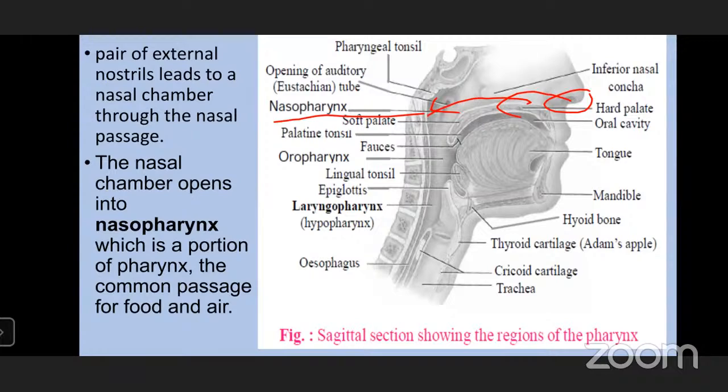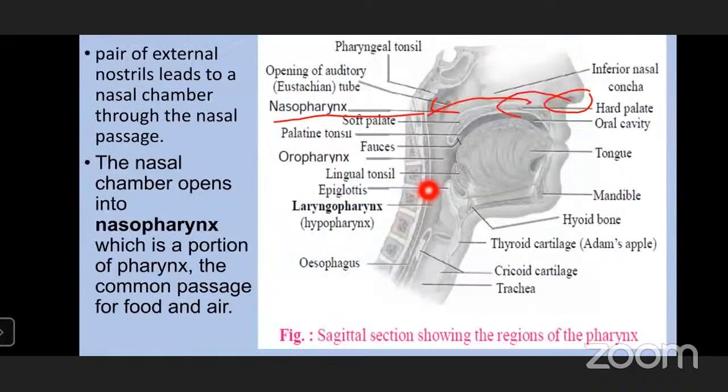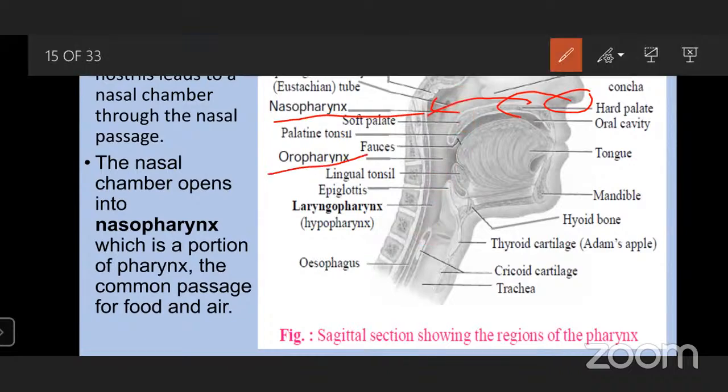Actually, when we were learning about the digestive system, we learned the three parts of the pharynx, right? Nasopharynx, laryngopharynx, oropharynx. Oropharynx is in the oral region, nasopharynx is in the nasal region, and the last one is laryngopharynx. So this is the laryngopharynx, this is the oropharynx, and this is the nasopharynx. These are the three parts of the pharynx.